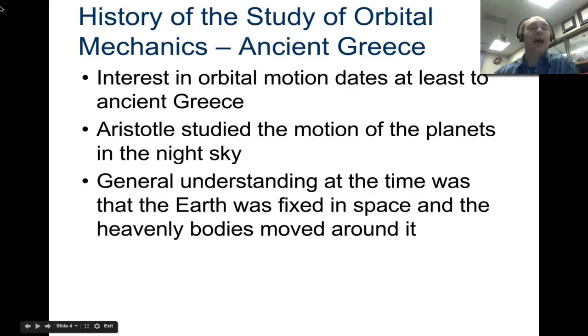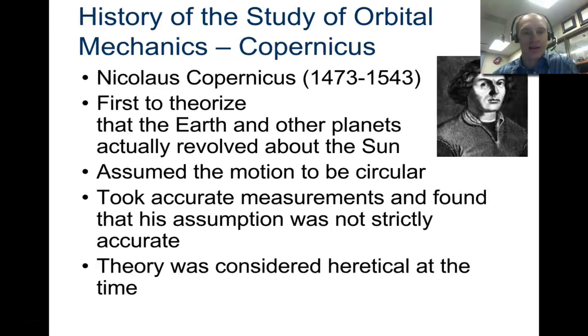All right, looking at where this all started. It's good to get a background as to where we got into orbital mechanics. It started in ancient Greece. There was interest, at least in ancient Greece. Aristotle studied the motion of the planets in the night sky. And there was a general understanding at the time that the Earth was fixed in space and everything else orbited around the Earth. That was where people were back in Aristotle's day.